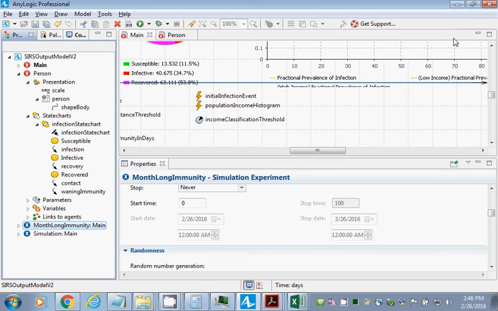Okay, ladies and gentlemen, now we want to do something a little bit different. We're nearing closure with this. We want to go create a histogram of the number of times people have been infected.